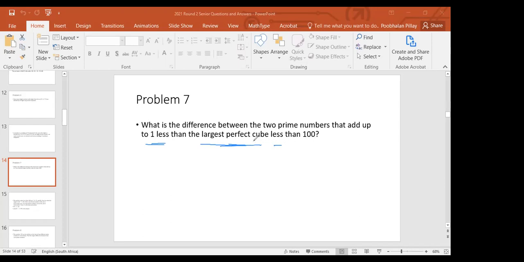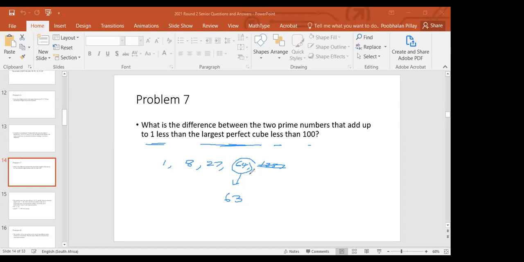So you need to work out the largest perfect cube less than 100 first. So what are the perfect cubes? It's 1 cubed, 2 cubed, 3 cubed, 4 cubed, 5 cubed. Now you can see from this point onwards, they're not allowed because you're looking at numbers which are less than 100. And the largest perfect cube less than 100 is 64. Right, so you start here now. The largest perfect cube less than 100 is 64. 1 less than that is 63.